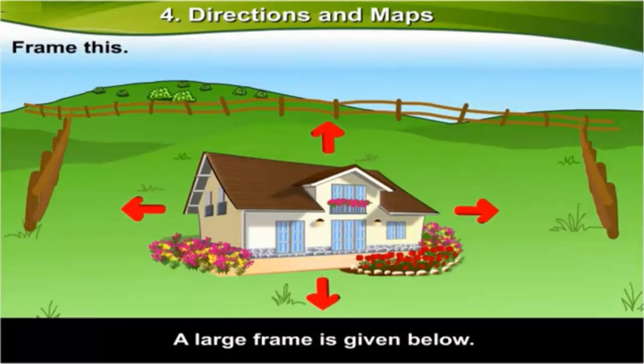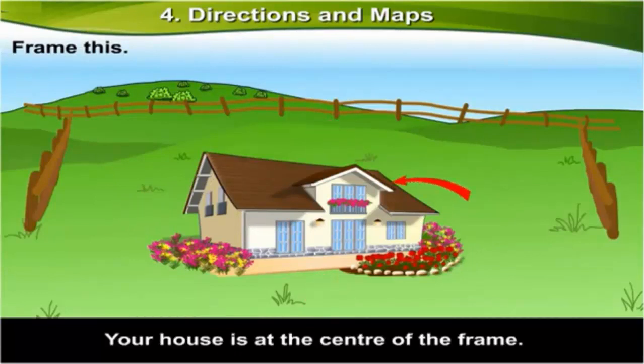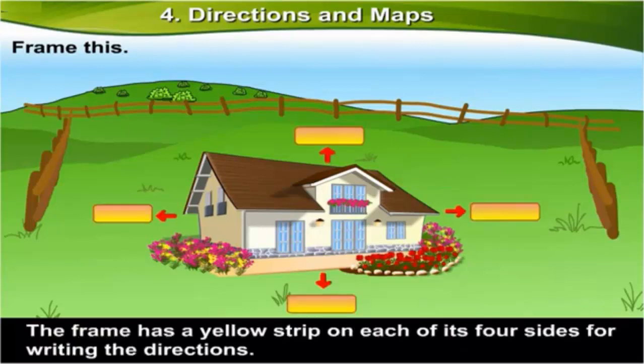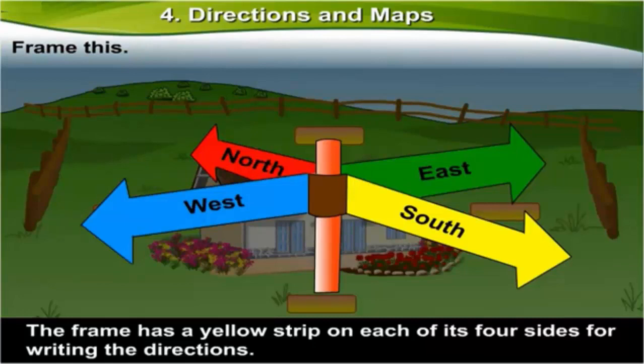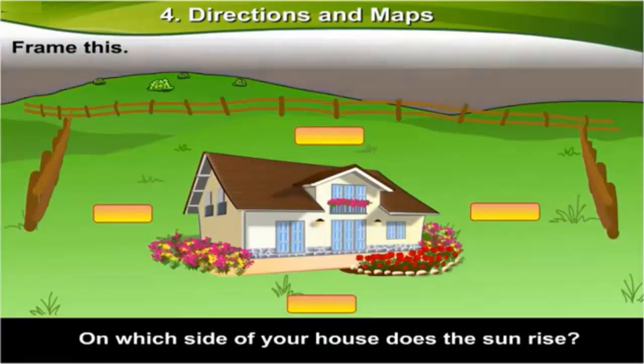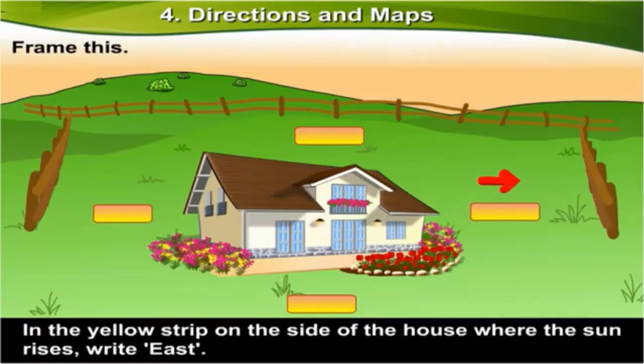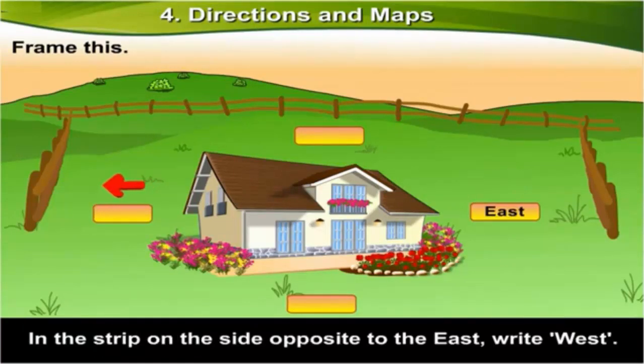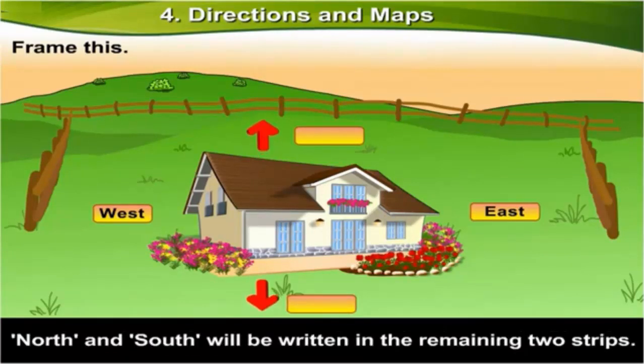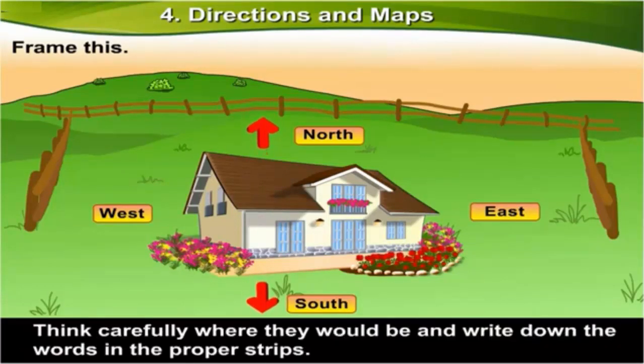Frame this. A large frame is given below. Your house is at the center of the frame. The frame has a yellow strip on each of its 4 sides for writing the directions. On which side of your house does the sun rise? That side is the east. In the yellow strip on the side of the house where the sun rises, write east. In the strip on the side opposite to the east, write west. North and south will be written in the remaining 2 strips. Think carefully where they would be and write down the words in the proper strips.